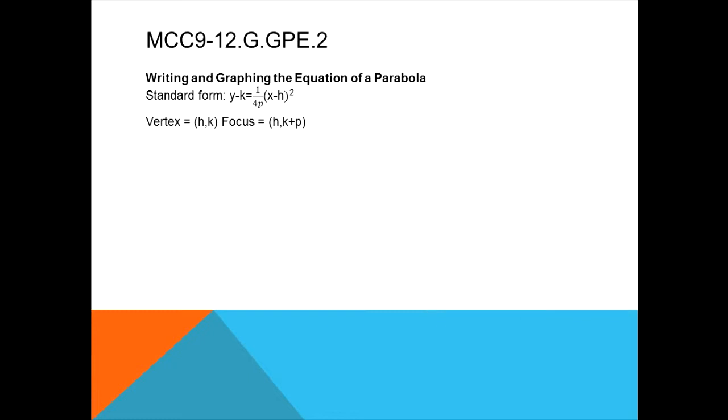On to our next standard, writing and graphing the equation of a parabola. This is where it gets a little bit more complicated. We have our standard form, y minus k equals 1 over 4p, in parentheses, x minus h, in parentheses squared. And our other way to do it, to find things easier, is that our vertex is h, comma k, as you can see from the top equation, and our focus is h, comma k plus p. So you would take k plus p and add those together, and that would be your focus because h is already given to you.